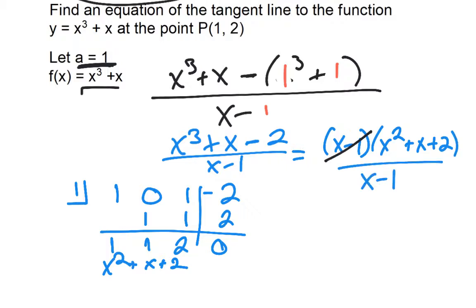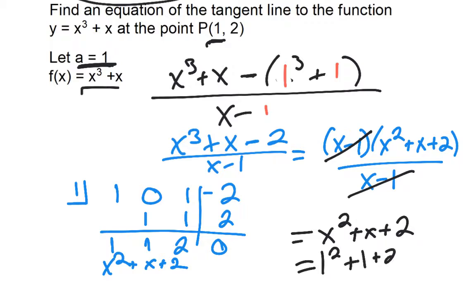Notice it shares a common factor. That'd be a hole in the graph. And then it reduces down to x squared plus x plus 2, which tells me now that I want to plug in the point (1, 2). So x is 1. So 1 squared plus 1 plus 2, that's going to give me a 4. So my slope is 4.